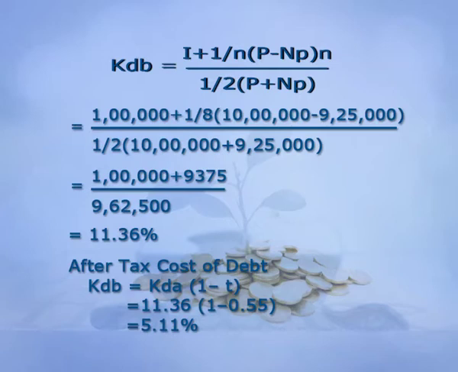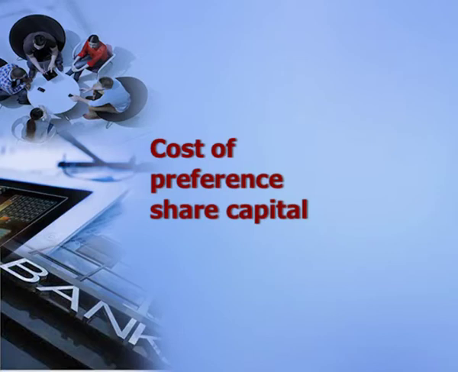After tax cost of debt KDA is equal to KDB multiplied by 1 minus T. So, it is equal to 11.36 multiplied by 1 minus 0.55, which is equal to 5.11%. Next topic is cost of preference share capital.